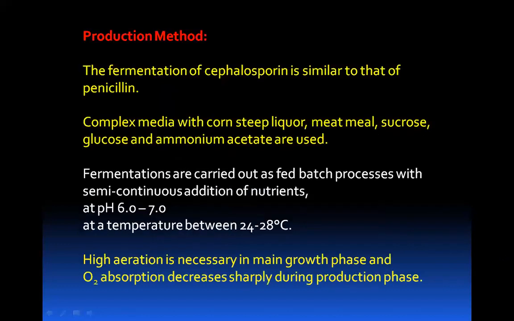So the production method here, the fermentation process, is very important, and it is similar to that of penicillin production. Complex media with corn steep liquor, meat meal, sucrose, glucose, and ammonium acetate are used, and fermentations are carried out as fed batch processes with semi-continuous addition of nutrients. pH usually will be maintained at 6 to 7. A temperature of around 24 to 28 degrees centigrade is feasible, and high aeration is necessary in the main growth phase. Oxygen absorption decreases sharply during the production phase.